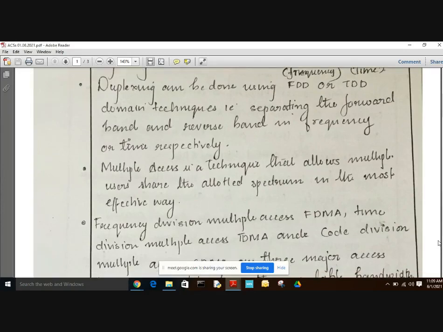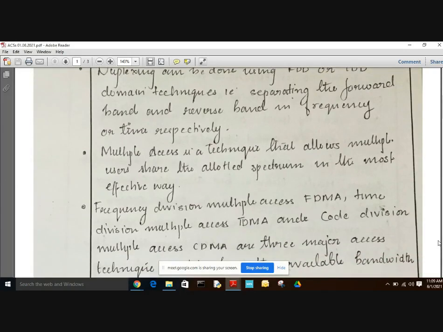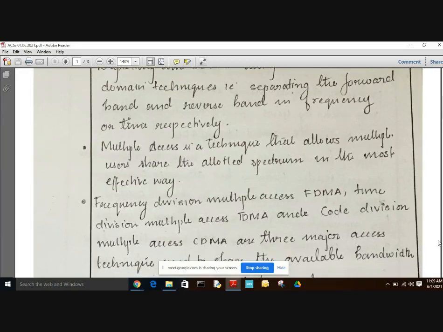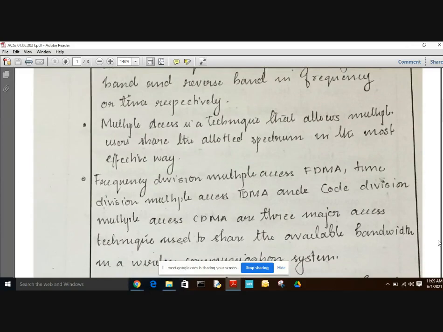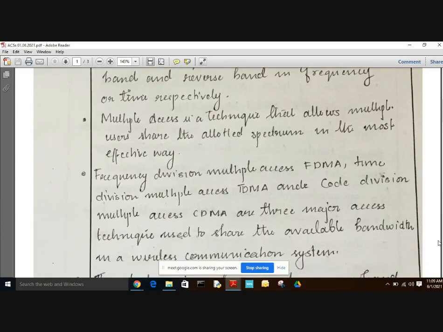Here the next point is frequency division multiple access. Basically we have three types of multiple access technique, that is, three ways by which we can effectively use the allotted spectrum for communication. The first one is frequency division multiple access, that is FDMA, the second one is time division multiple access, that is TDMA, and the third one is code division multiple access, that is CDMA. These are the three major access techniques used to share the available bandwidth or allotted spectrum in a wireless communication system in an effective way.